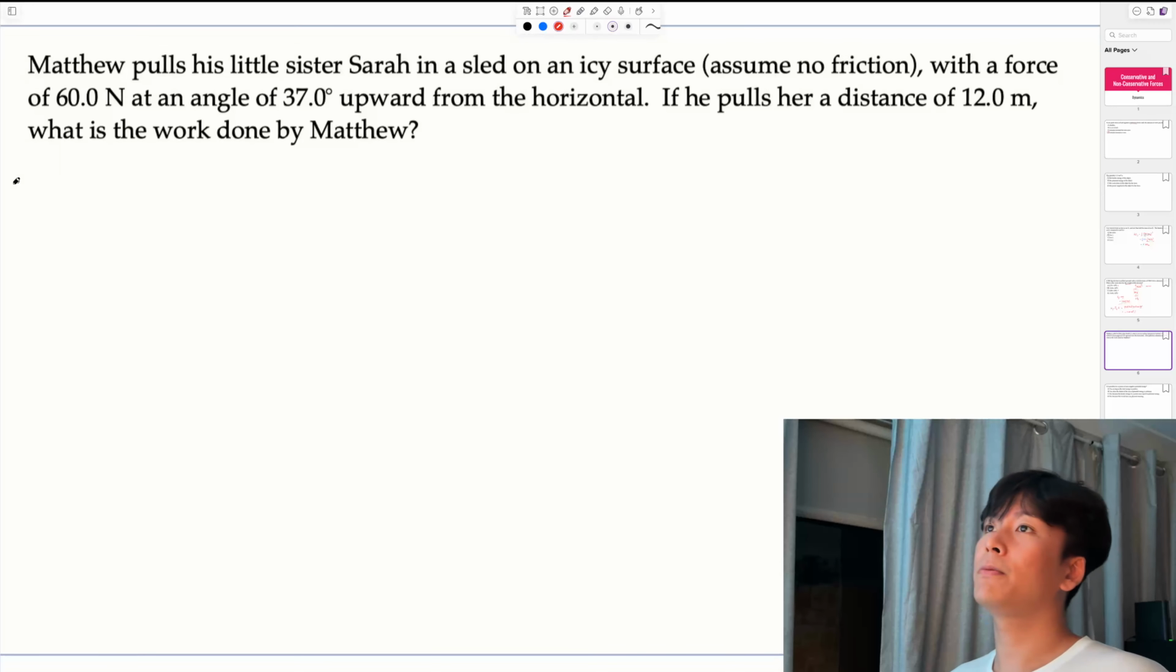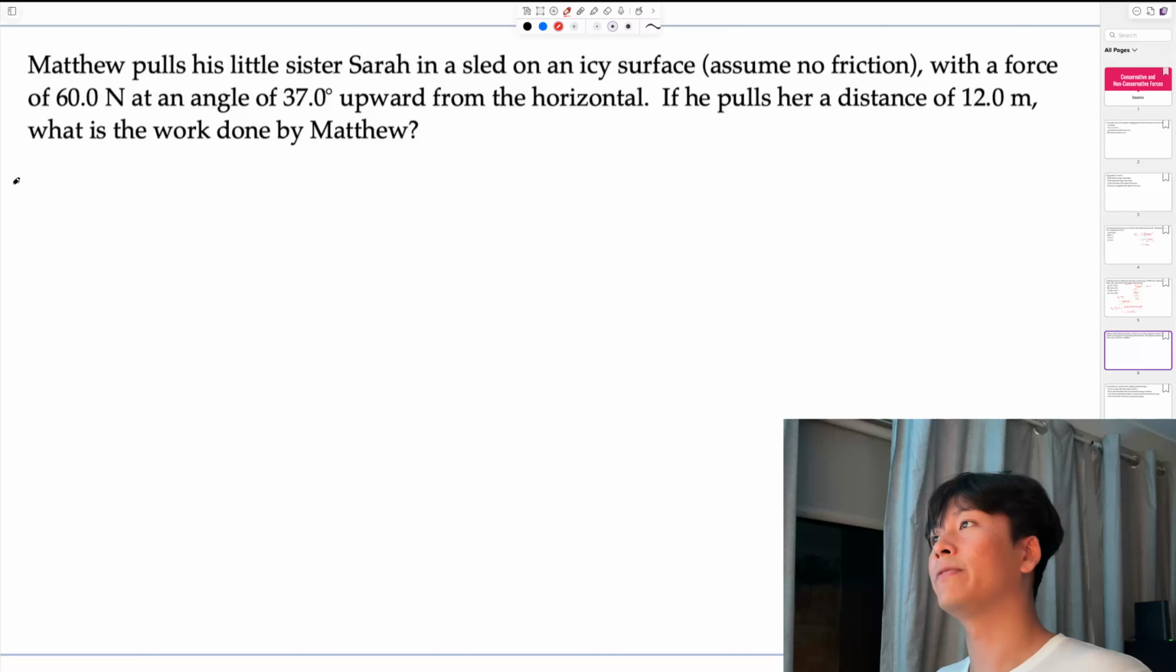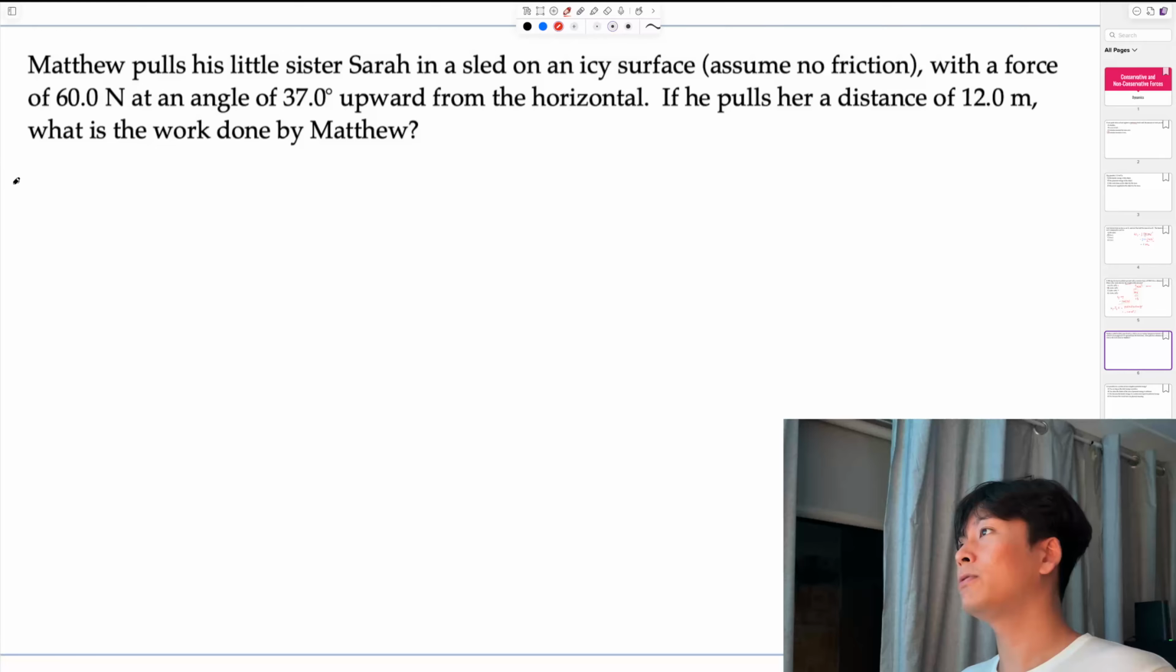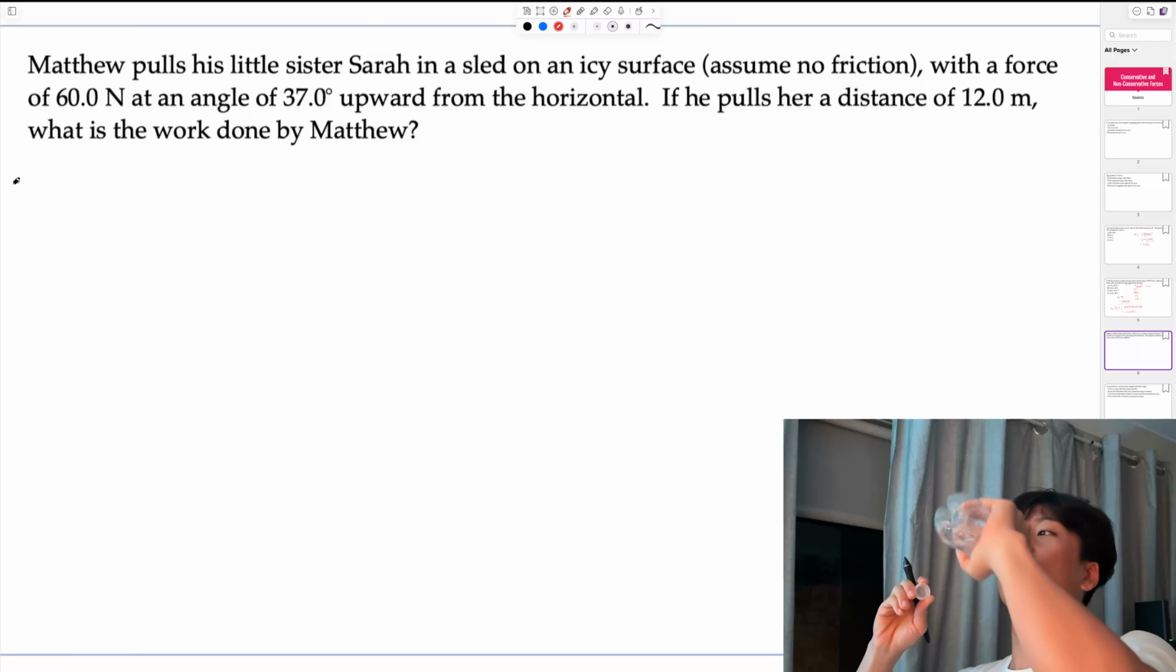Okay. Number 6. Matthew pulls his little sister Sarah in a sled on an icy surface, so no friction, with a force of 60 newtons at an angle of 37 degrees upward from the horizontal. If he pulls her a distance of 12 meters, what is the work done by Matthew?